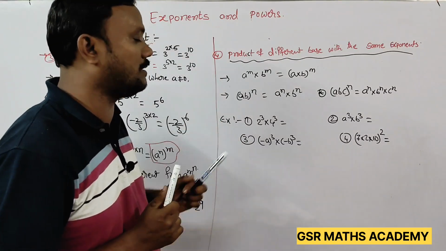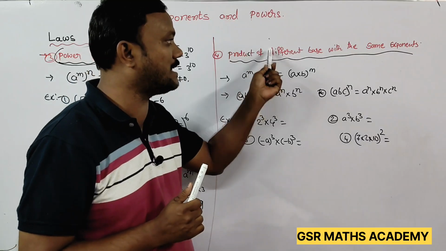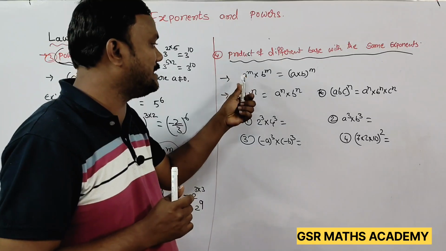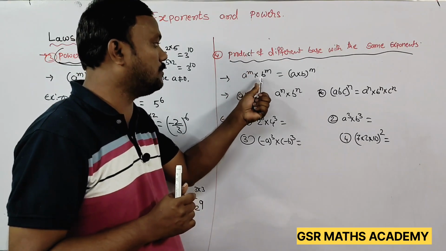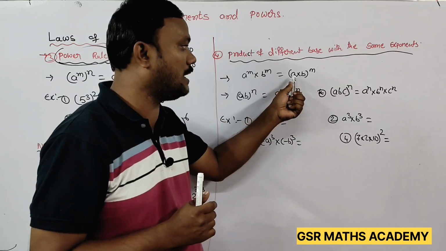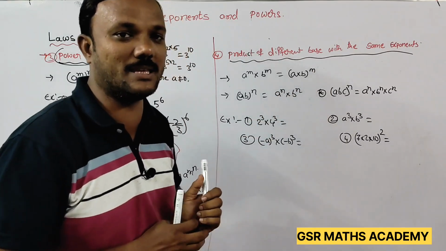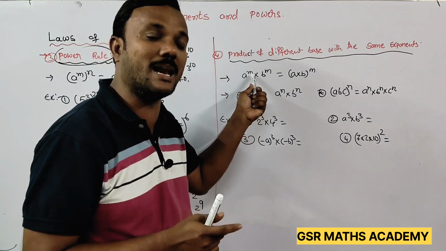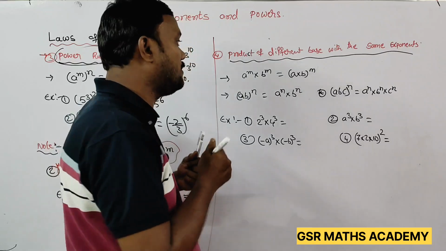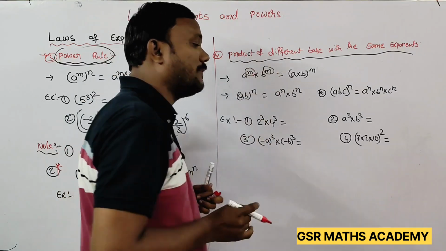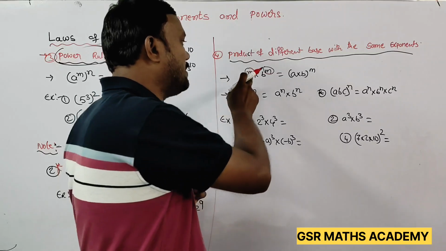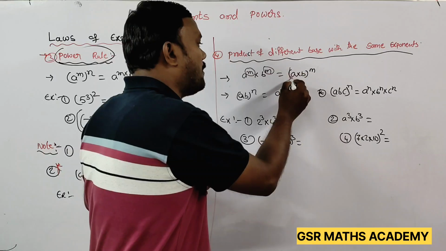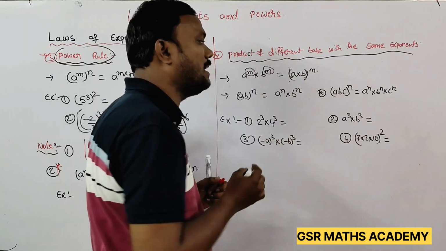And let us see the fourth law of exponents, that is the product of different bases with the same exponents. Here you need to understand that a to the power of m into b to the power of m can be written as a into b whole to the power of m. In this case, you need to notice that bases are different. The connection between these two is multiplication, and you need to notice one more important concept, that the exponents are equal. If two terms are being multiplied with different bases but with the same power, then the result will be obtained by a product of these bases with a common exponent.